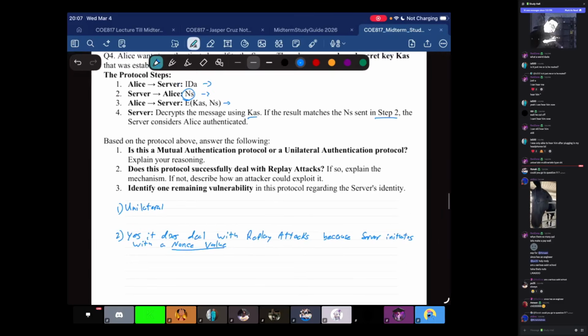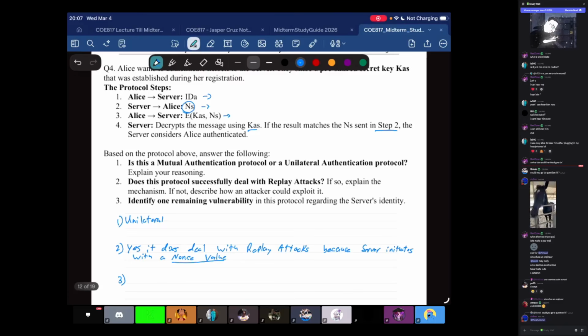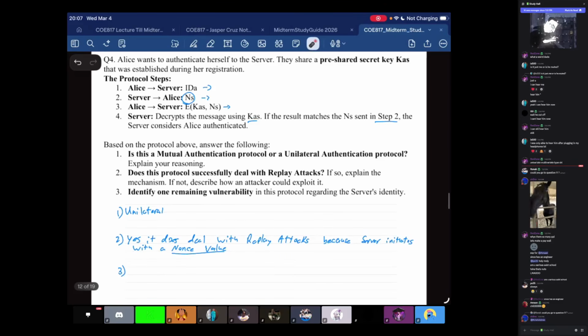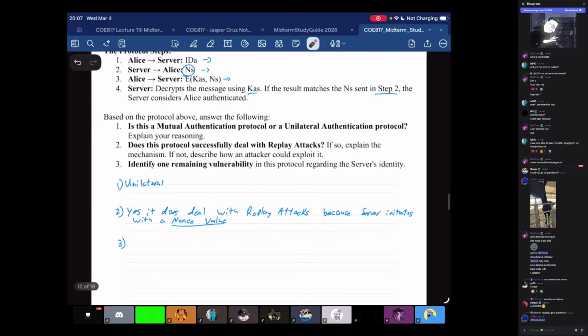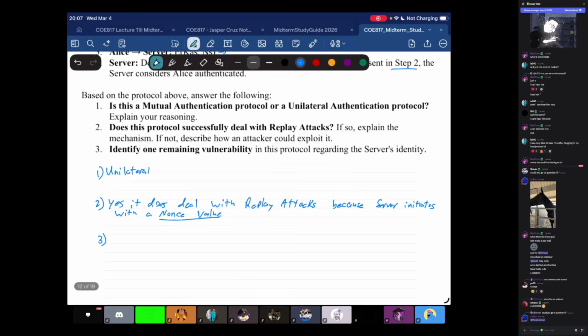Okay. And last but not least, part 3. Identify one remaining vulnerability in this protocol regarding the server's identity. In this case, the server's identity can be spoofed initially because we don't have any message from the server to Alice stating the server's ID. So Alice doesn't necessarily know what the server looks like or what its numbers are associated with. So server spoofing.